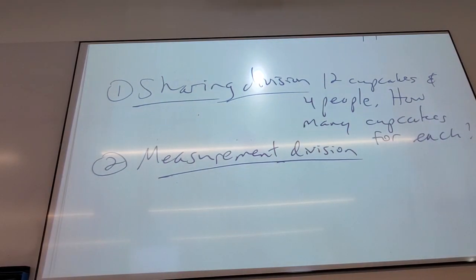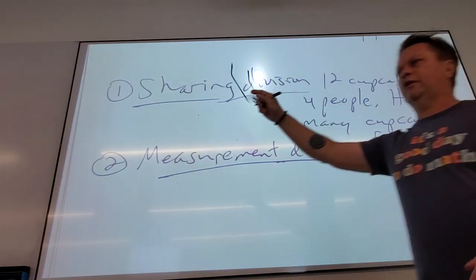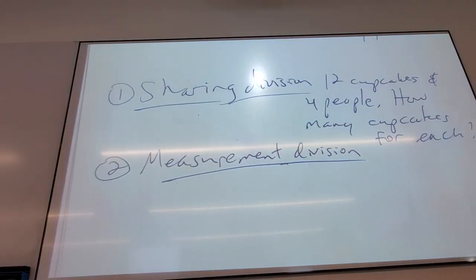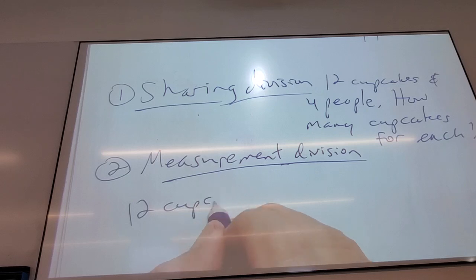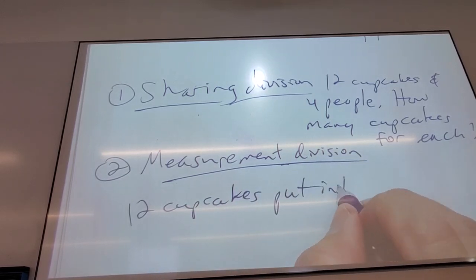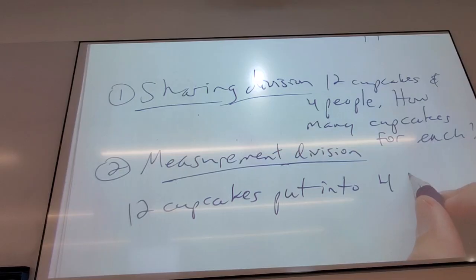Right? That would result in the math required being 12 divided by 4. You guys with me? Measurement, the kind of physical situation that would result in 12 divided by 4, would be this. Measurement is different. So measurement says, okay, what if I have 12 cupcakes and we put them 4 boxes.